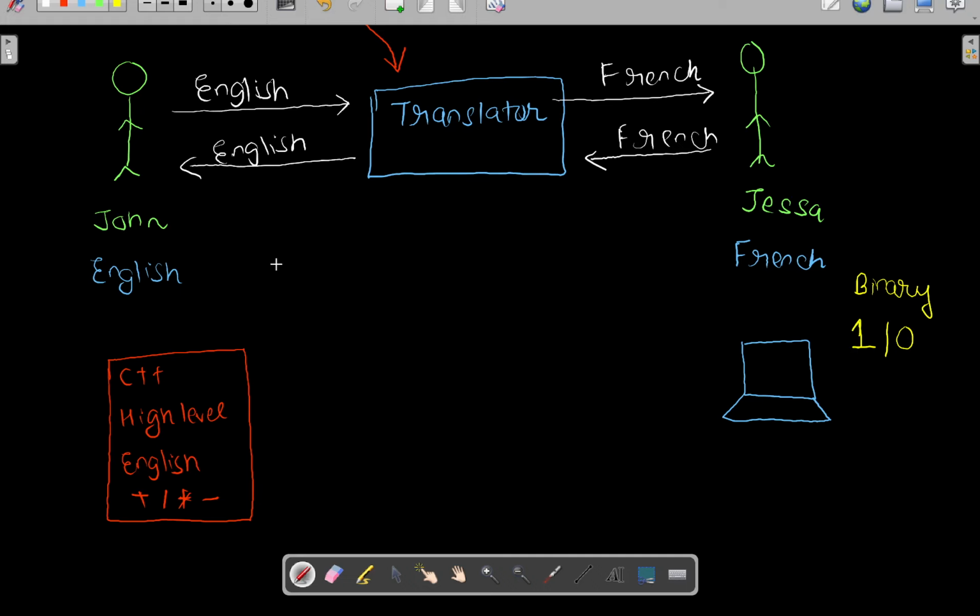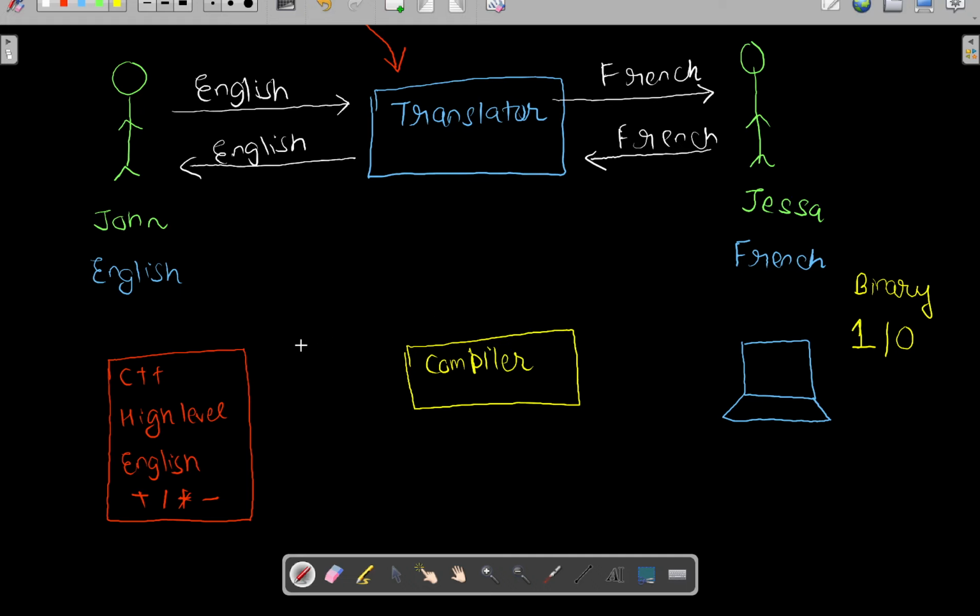So if I'm writing something inside my C++ file, and if I want to provide any instruction to this particular machine, I need to provide the instructions in 1 and 0 format, because the machine can only understand the instruction in 1 and 0 format. But we are writing the code in high level format. So for that, we need a translator. That translator is called a compiler.